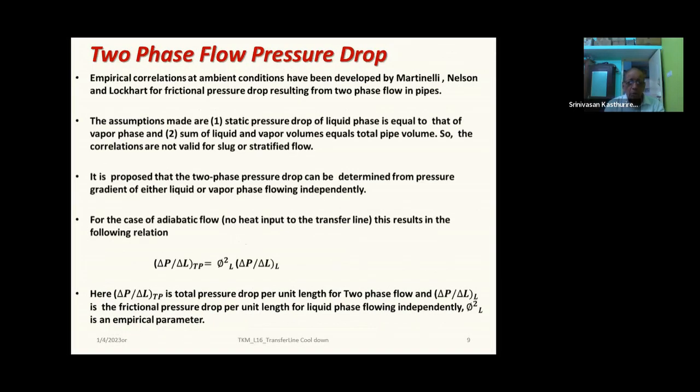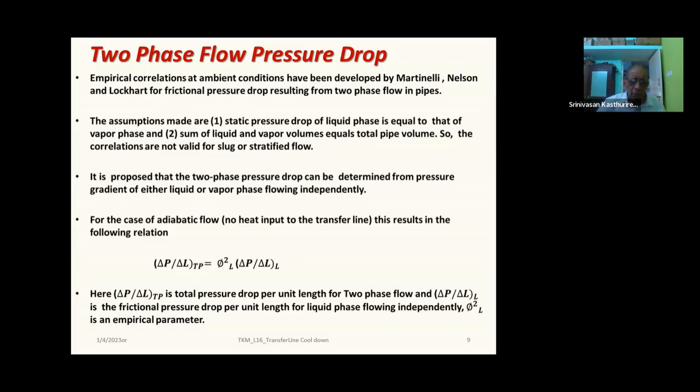Okay, let's go on to two-phase flow pressure drop. Two-phase flow means you have both the liquid and the vapor simultaneously moving through the pipe. It is not possible to predict this theoretically, but there are some empirical correlations at ambient conditions, developed by Martinelli, Nelson, and Lockhart, particularly for the frictional pressure drop resulting from two-phase flow through pipes.